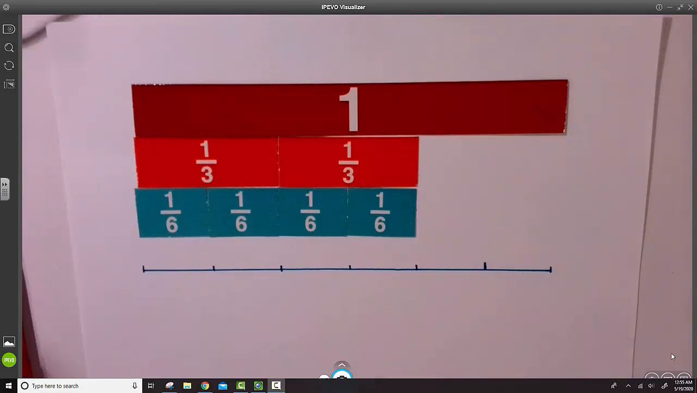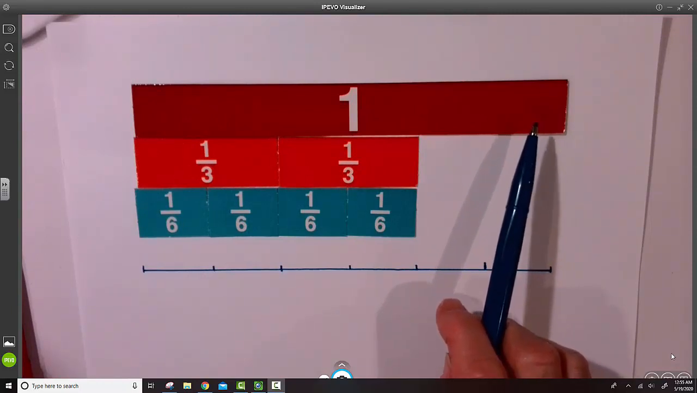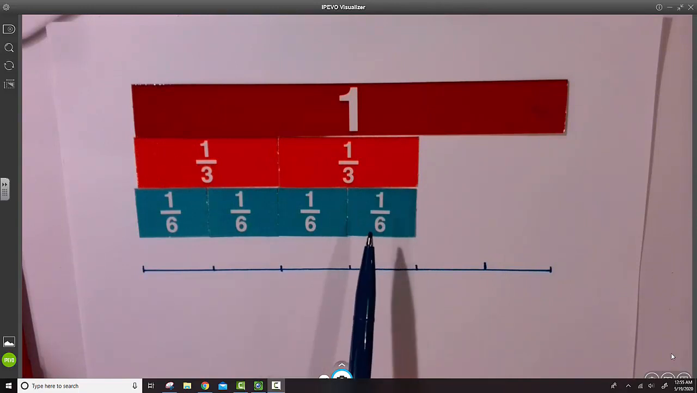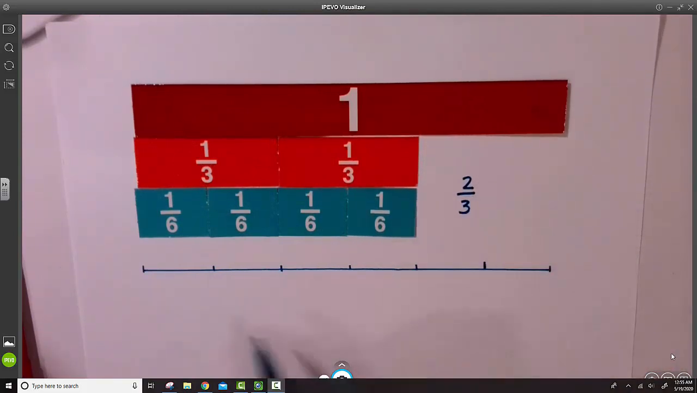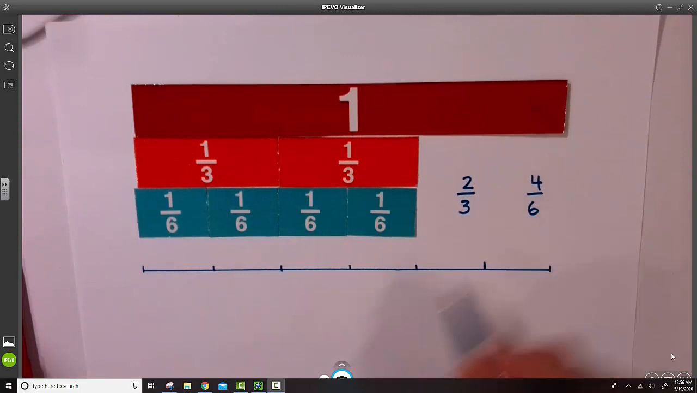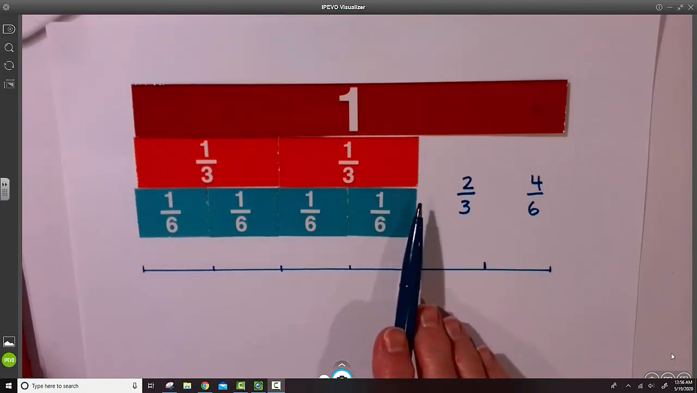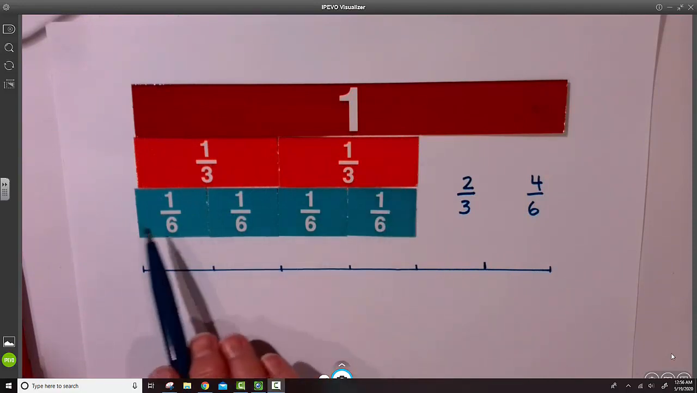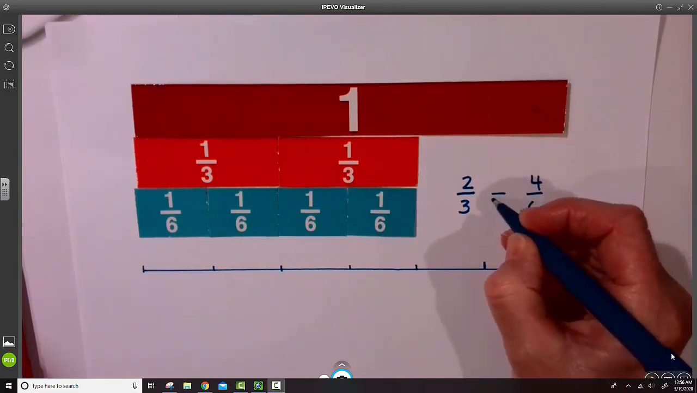Our next example is similar to the previous one, but this time we're comparing thirds and sixths. Again, we have the whole number 1 to represent the relationship between a whole and a fractional piece. So this time we have 2/3, and we're comparing that to 4/6. Again, we've created equivalent fractions. The length of the two fractions is exactly the same. So 2/3 is equal to 4/6. And we write that 2/3 equals 4/6.